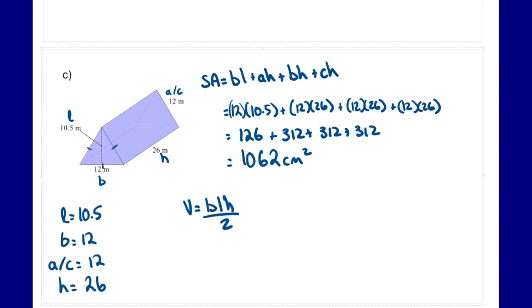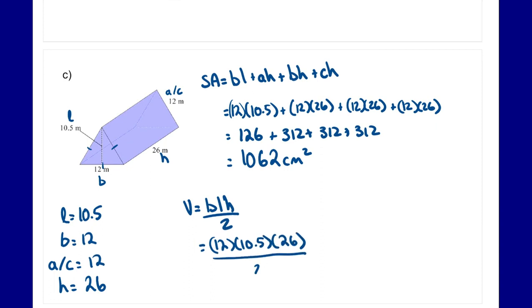Volume's a little bit easier. Just multiplying 3 numbers and dividing by 2. So B times L, so 12 times 10.5 times 26, which is H, divided by 2. And we get 1,638, not cent, mistake, meters cubed. I'm using centimeters this entire time. So centimeters squared and centimeters cubed, because we have different units. So again, hopefully this is straightforward.